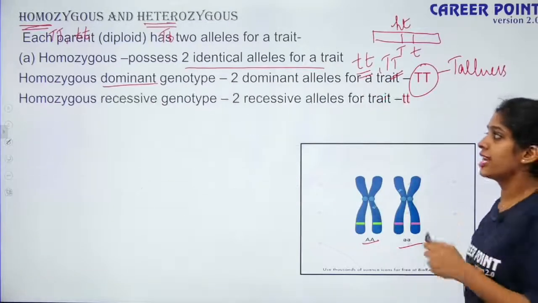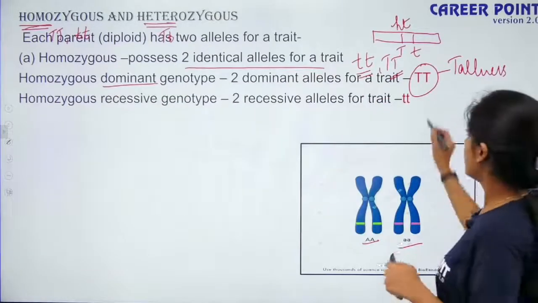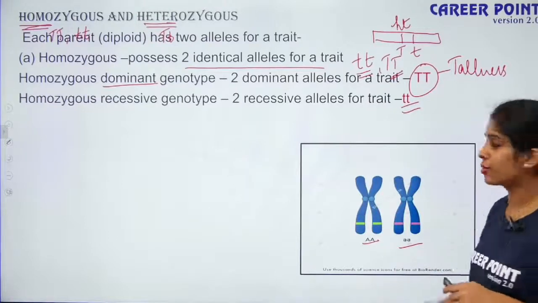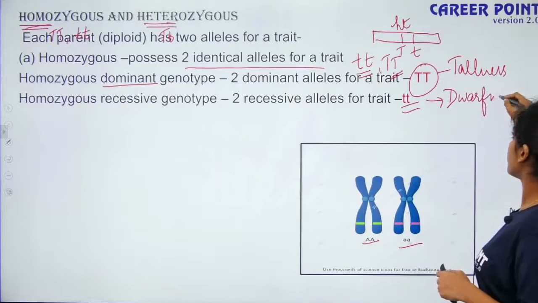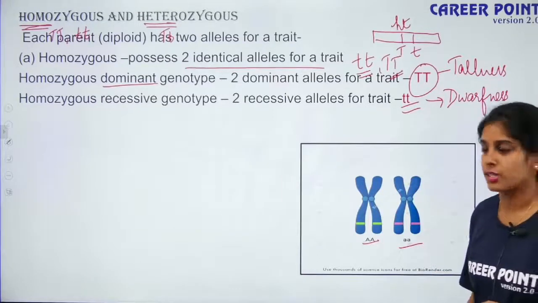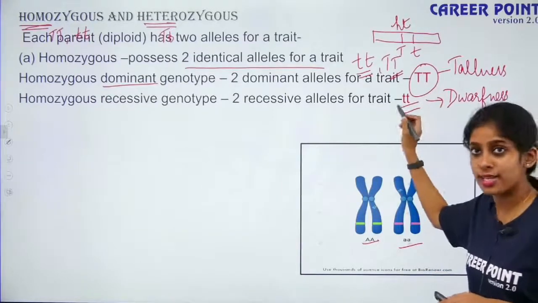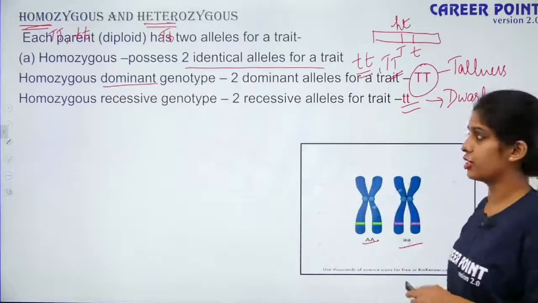Fine. So the next one is homozygous recessive. That is when I write two recessive alleles together. So this will code for dwarfness. So this is recessive. So recessive alleles will be expressed only when they are in homozygous condition.